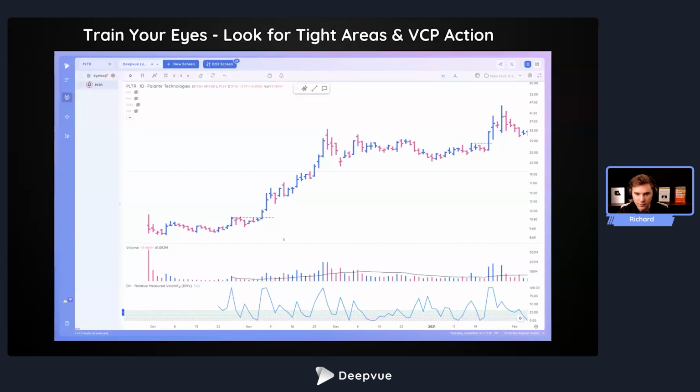Okay, awesome. Getting a lot of good feedback. So very nice. Okay. So think, look at this chart, identify the tight areas, and I'll show the example in just a second here.